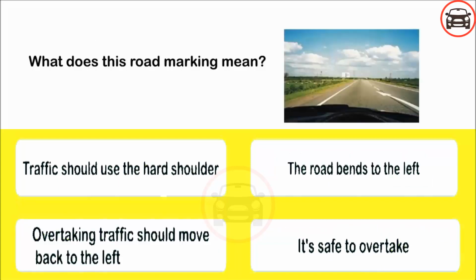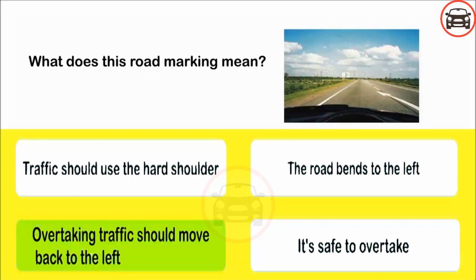What does this road marking mean? Traffic should use the hard shoulder. The road bends to the left. Overtaking traffic should move back to the left. It's safe to overtake. Overtaking traffic should move back to the left.